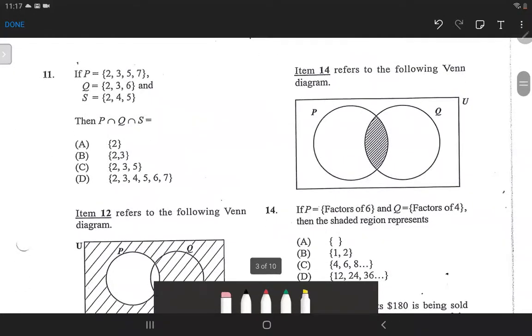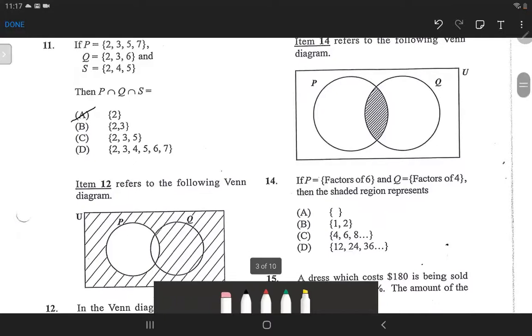If P is 2357, Q is 236, and S is 245, then P intersect Q intersect S. The only thing in common to all 3 of them is the number 2. So that's A. And we are told that item 14 refers to the following Venn diagram.